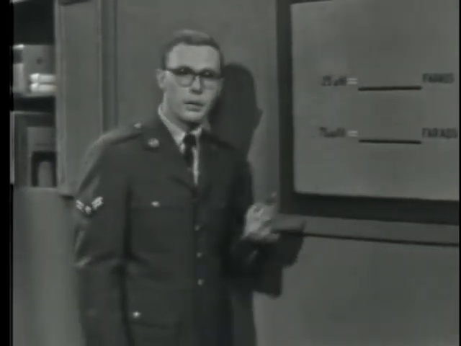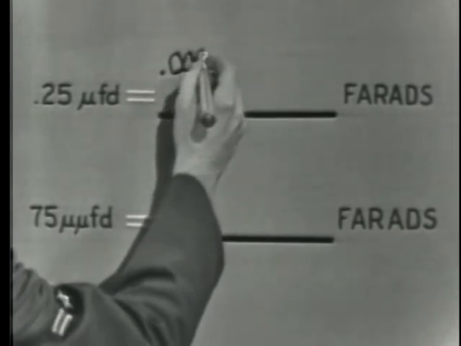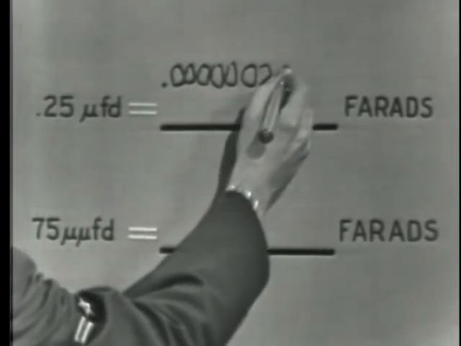Here are two values of capacitance. Let's convert these to farads. First, we must answer this question. How much is a microfarad? Well, you should know that micro means one millionth. And it also means that the decimal point must be moved to the left from its original placement. Therefore, I can write this value in this manner. This is the way to express the value, 0.25 microfarads in farads.